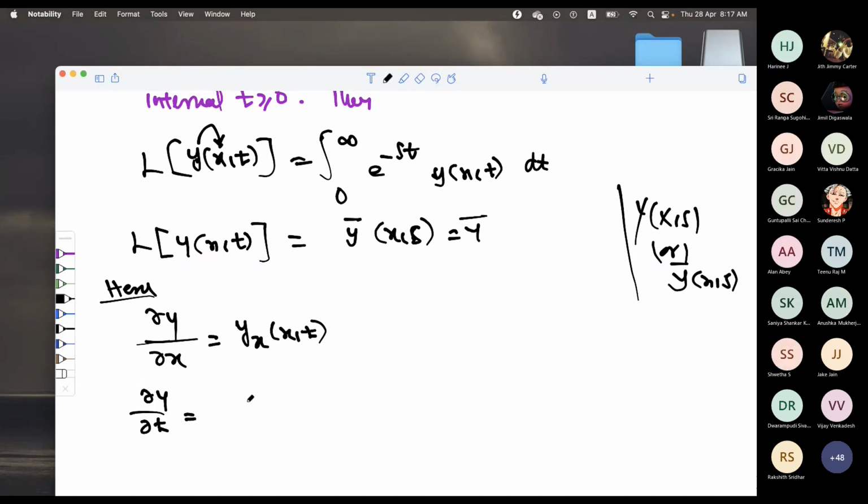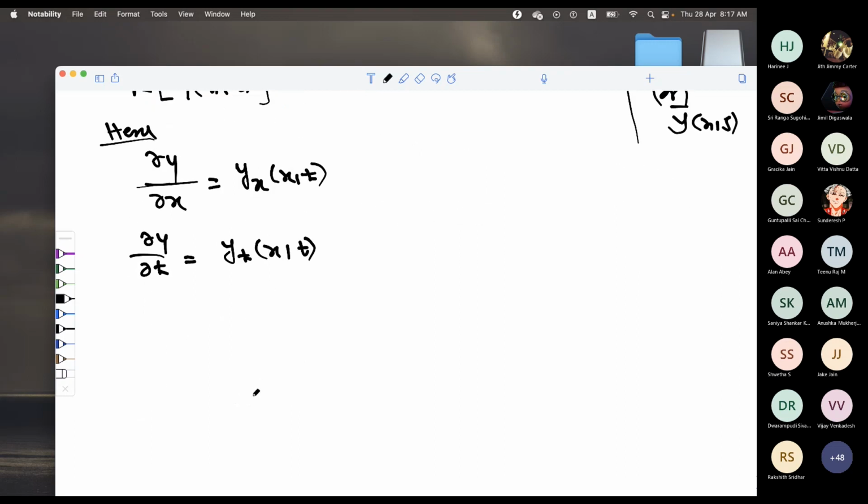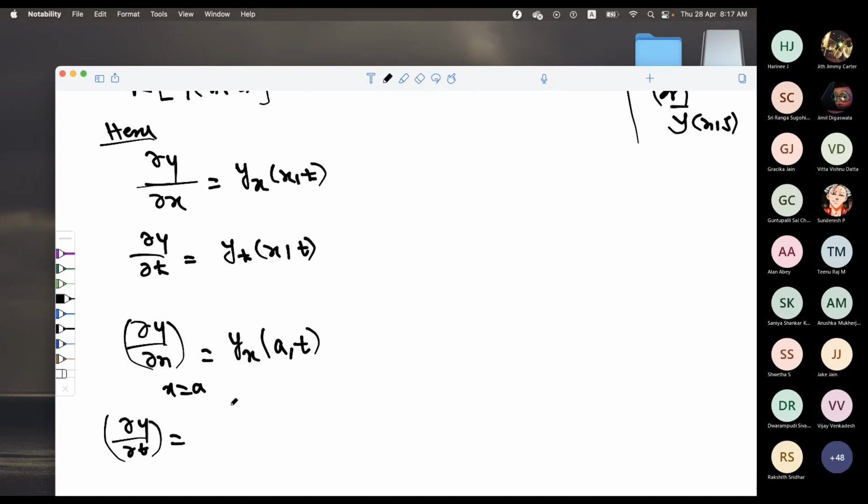Yes, sir. So this can be written as y_t(x, t). These are the partial derivatives. Suppose ∂y/∂x at x = a, the partial derivative computed at x = a, can be written as y with x replaced by a. In the same way, ∂y/∂t at t = 0 can be written as y_t(x, 0).